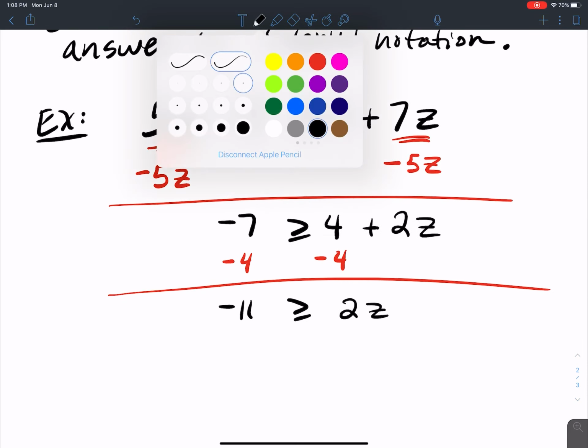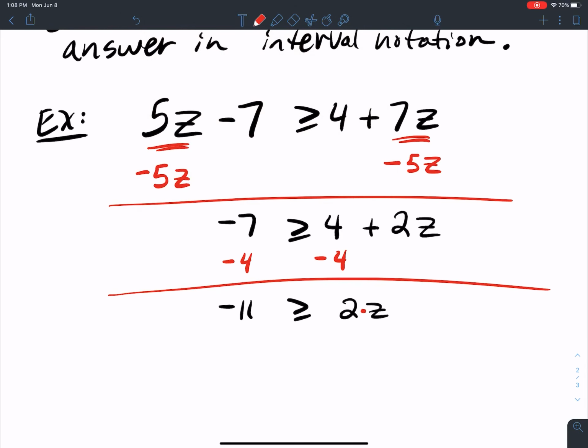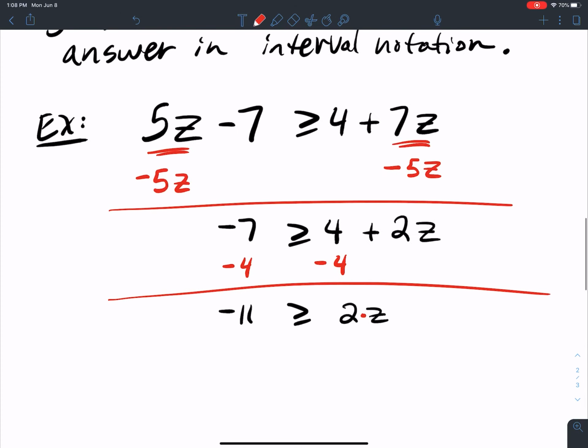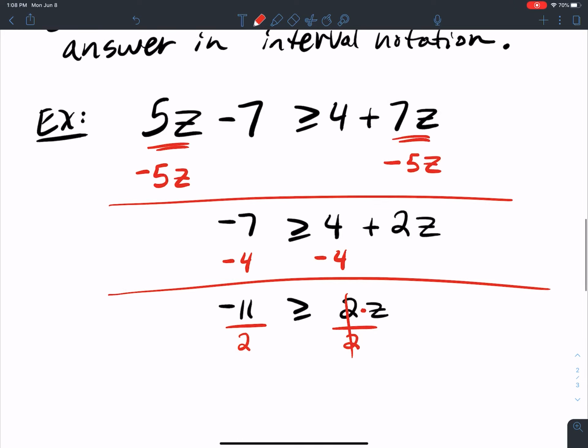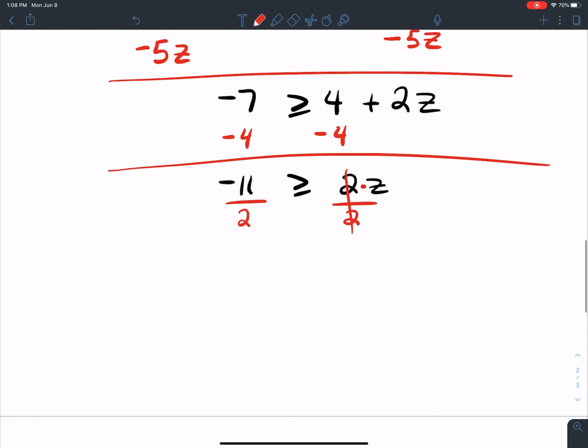And then the last step, the opposite of multiplication, is division. But wait, do I change the sign? No, it's a positive 2. If you're dividing by a positive number, then you don't have to flip anything around. And so my answer is z is less than or equal to negative 11 over 2.